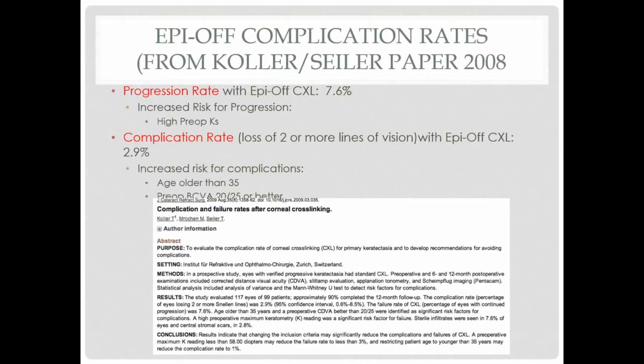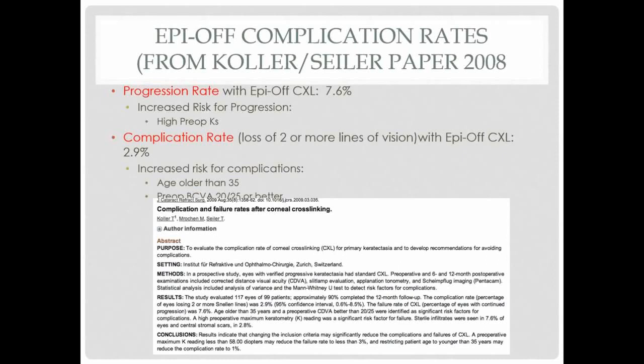When you look at complication rates, this is a paper from Dr. Seiler, Kohler and Seiler, that the progression rate with epi-off cross-linking in their paper was about 7.6%. I think that's a little high. I think the average is about 2 to 4%, with other studies I've looked at with epi-off. It should be a similar rate with epi-on. Our numbers are trending a little bit lower, but as patients come back for follow-up, it should be in that 2 to 4% rate.